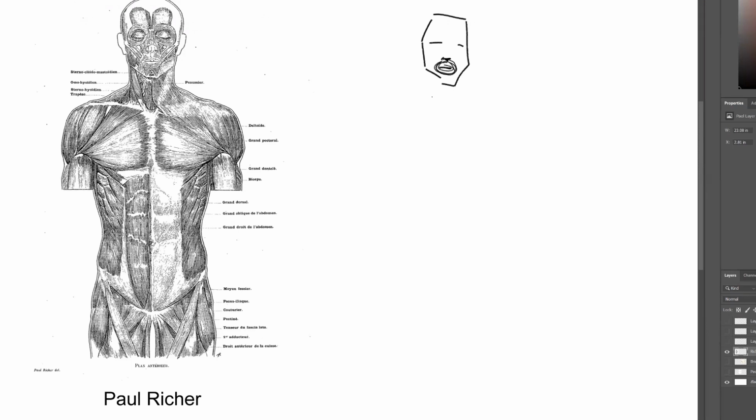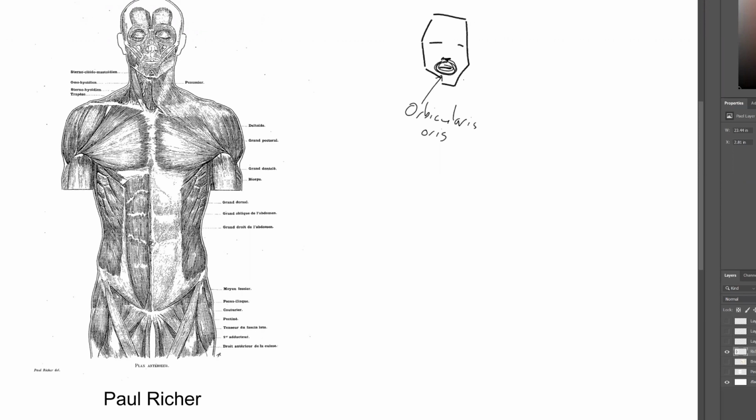So as soon as you label it, orbicularis oris, then I make it a thing. I step back from the abstraction, and now it's a thing. And as soon as it's a thing, I have a better chance to memorize it, right?